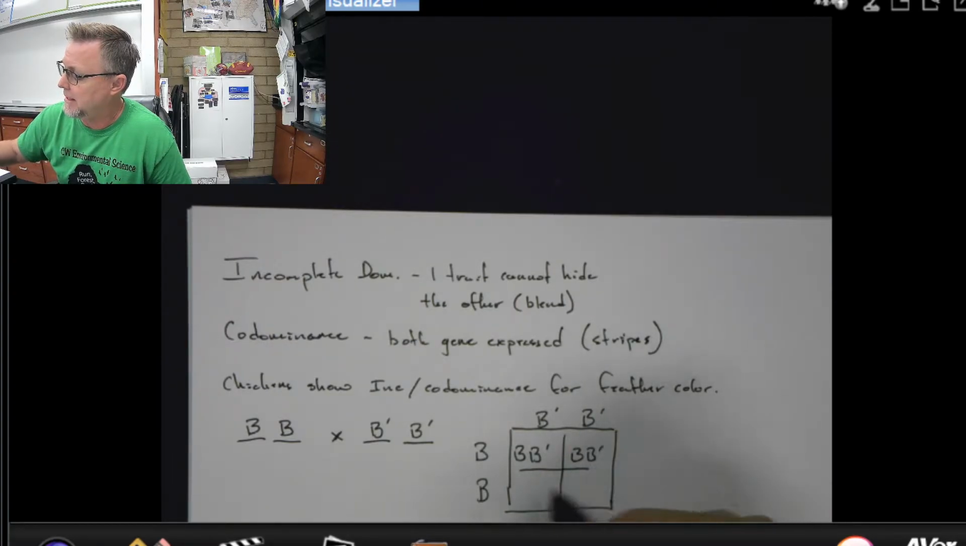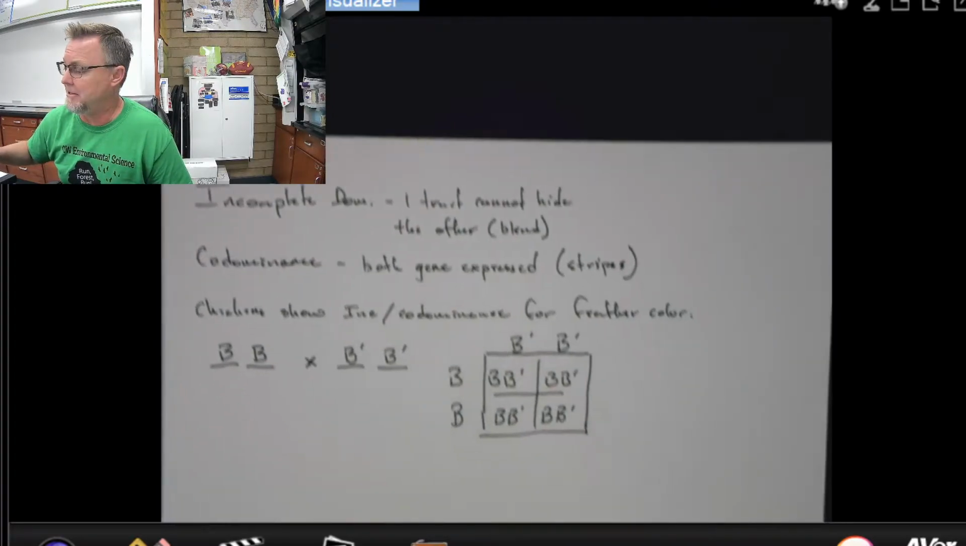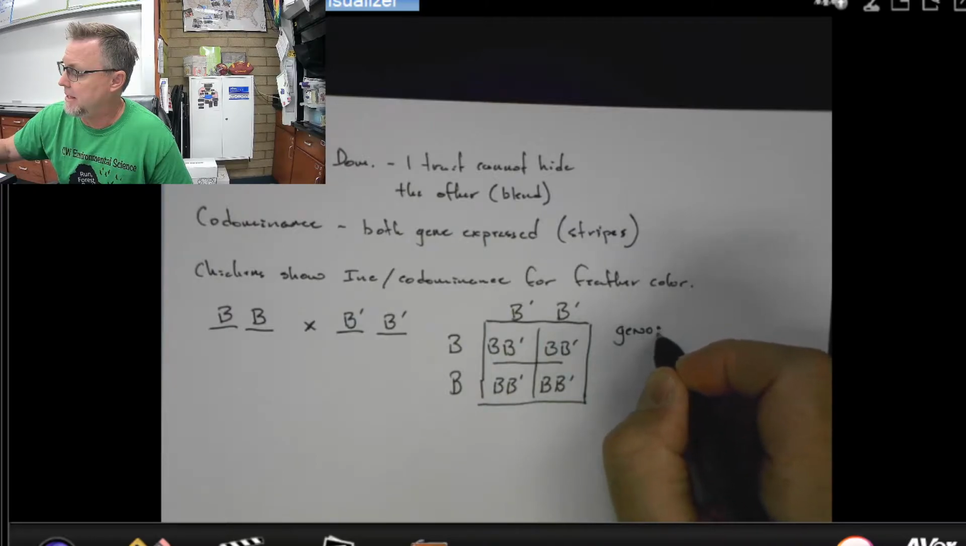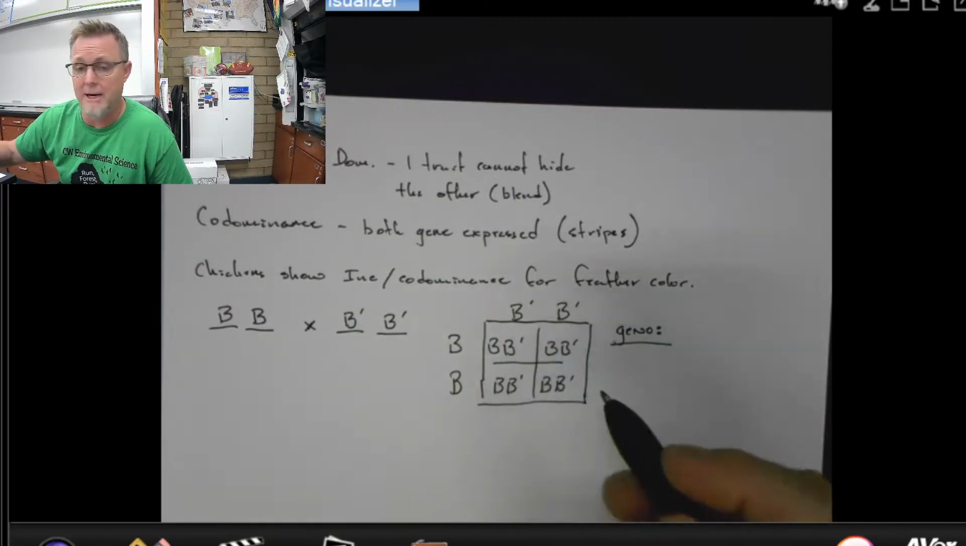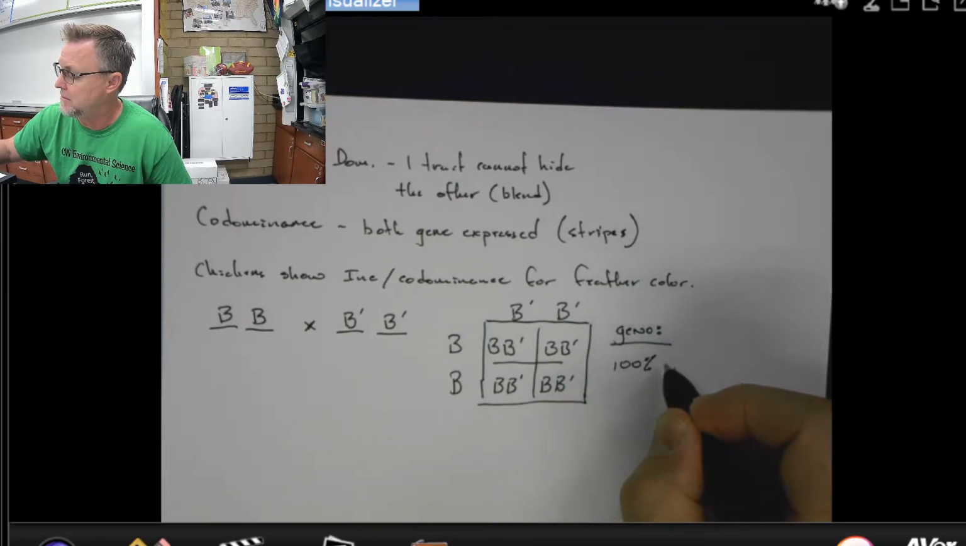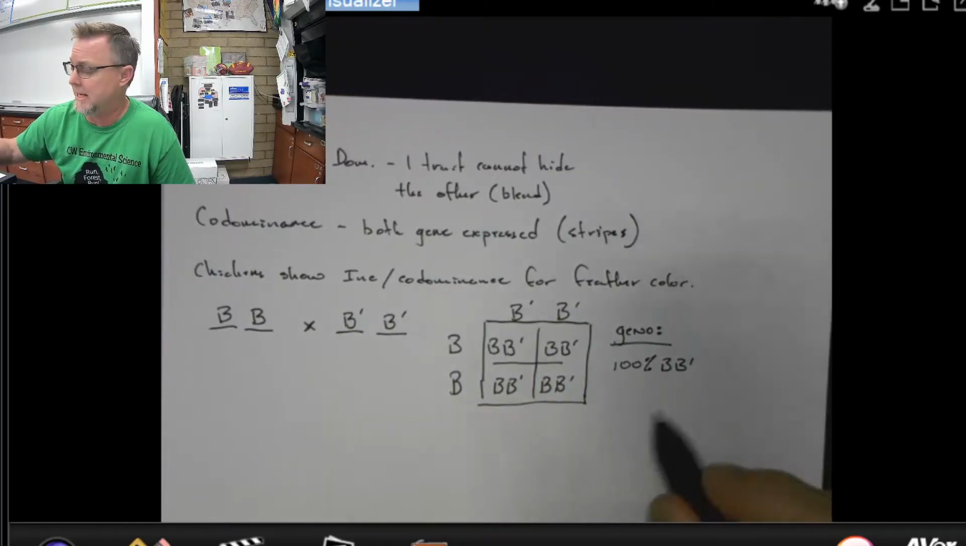They should all get a big B prime, just like you see there. Okay? What's the genotype and phenotype? Well, that should be pretty easy. Genotype, you guys should be good at this by now. We got 4 out of 4 boxes that have big B prime, so we're just going to go straight to 100% big B prime. That's your genotype.